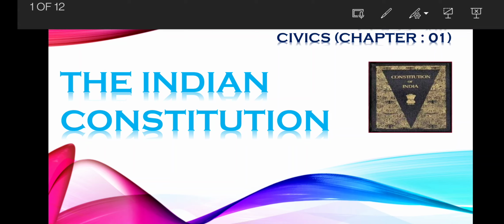First of all, we will understand the meaning of constitution, then the need of constitution for a country, then key features of the Indian constitution, because we have to learn about the Indian constitution, in which there will be fundamental rights also, which is a very, very important part of our constitution. So we will learn that.